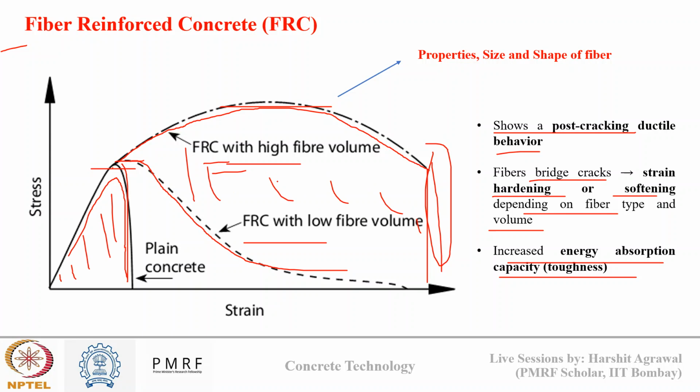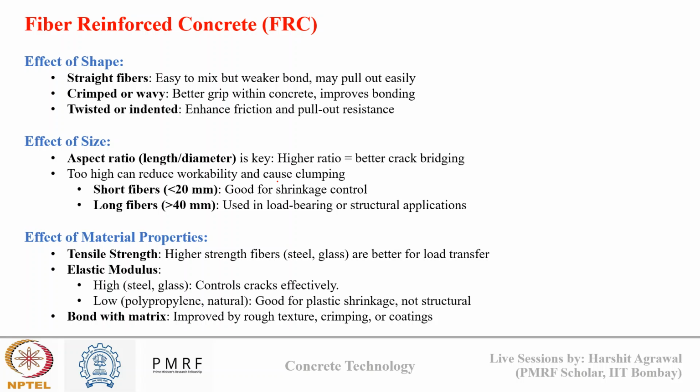Now it is not just about the volume of fiber which is important, but it is also about the property, the size and the shape of fiber, which becomes important in dictating the property of an FRC. Okay. So if you talk in terms of shape, there are straight fibers which are easy to mix, but they have weaker bond and may pull out easily. While there is crimped or wavy fiber which has better grip with concrete, which improves the bonding, and twisted and indented fibers, they enhance the friction and the pull resistance ability. So this is the effect of shape of fiber.